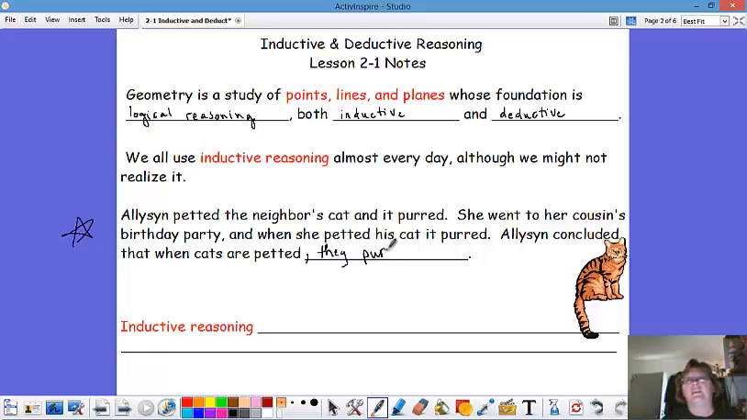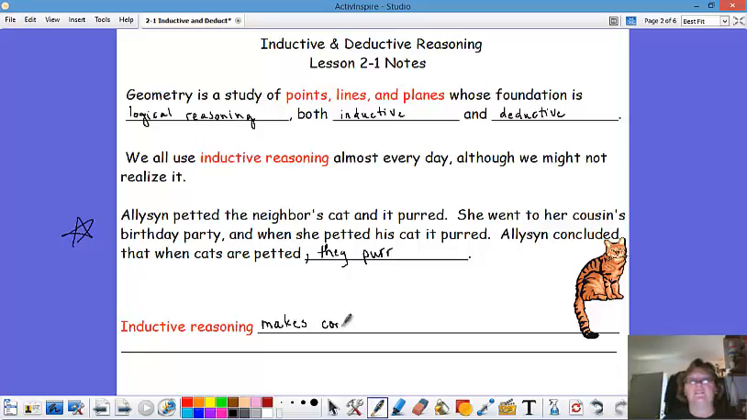Her conclusion then was based on a couple of trials. She looked at what happened when she found a couple of cats and petted them, and she found that they purred. So she figured that must happen all the time, that when you pet a nice kitty, it purrs. That's inductive reasoning. Inductive reasoning makes conclusions based on observing patterns, right? Or looking at the results of trials.